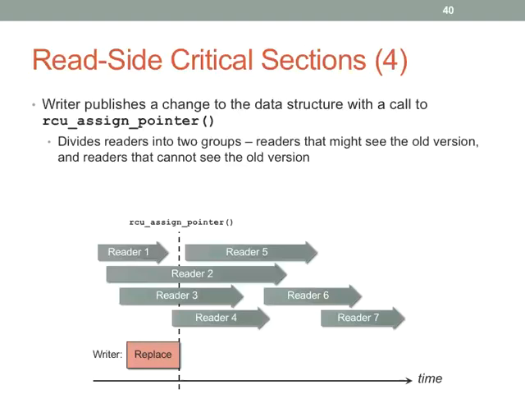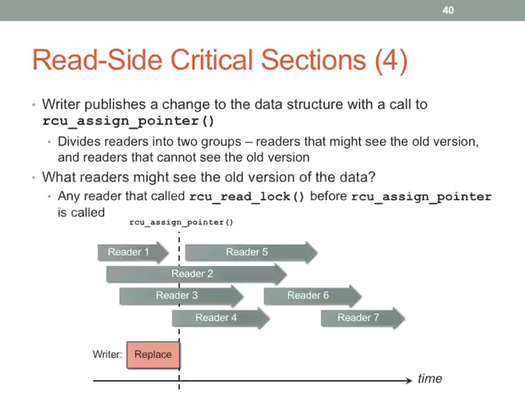Okay, so we have RCU assign pointer. That's where we replace the old version. And so you can see here that we have readers now in two groups. Where does the group start? Well, if RCU assign pointer is on the right of the start of the arrow, then I'm in the old group. And if it's on the left of the start of my arrow, then I'm in the new group. Since it's atomic, no reader's arrow is allowed to start on that line. They either have to start before or they have to start after.